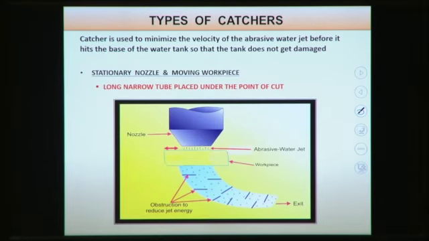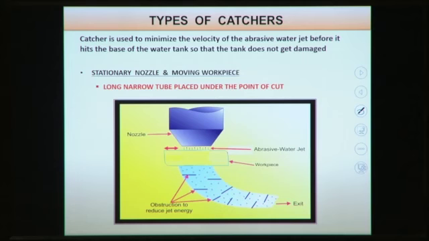Now we shall discuss different kinds of catchers. First we shall discuss why these catchers are needed. When the high velocity jet impacts the workpiece surface, after the machining operation, it will hit whatever material or fixture is available just below the workpiece. So after machining the workpiece, it will hit the bottom surface of the machine.